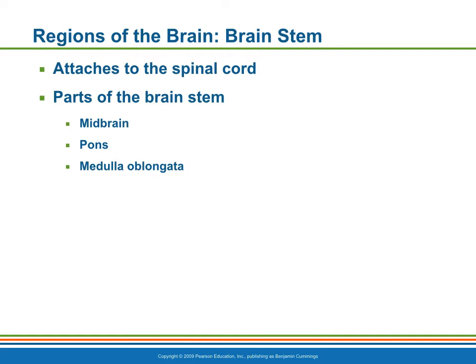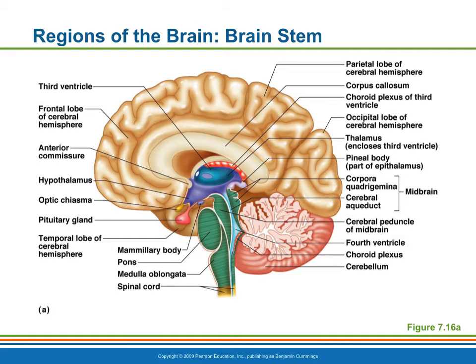The brain stem is about the size of a thumb in diameter and about 3 inches long. Its structures are the midbrain, the pons, and the medulla oblongata. Here you can see the structures of the brain stem.